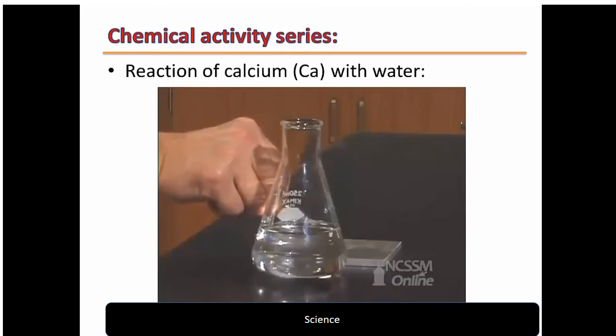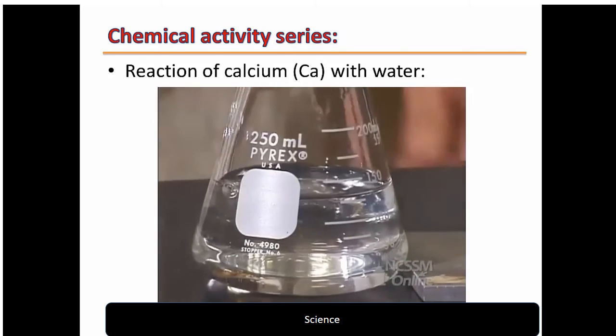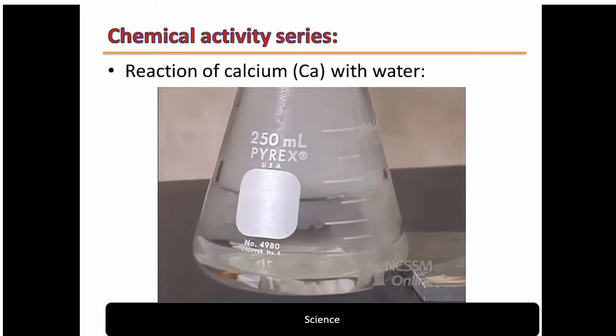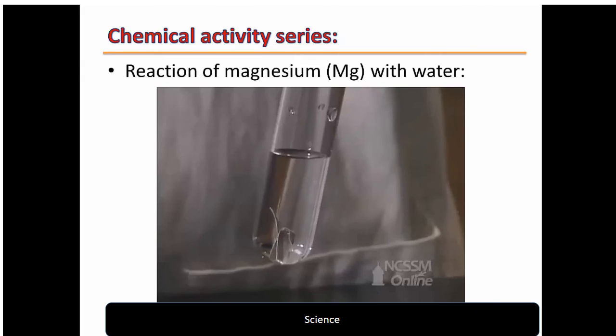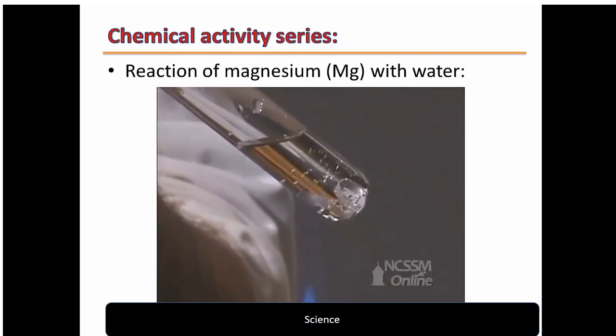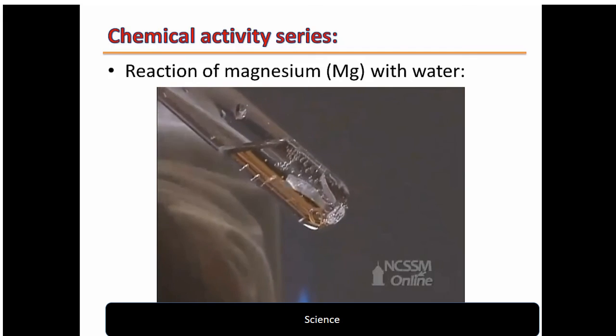The second category is the reaction of calcium with water. As you can see, this reaction is slower than that of sodium and potassium. The reaction of magnesium is much slower than that of calcium.